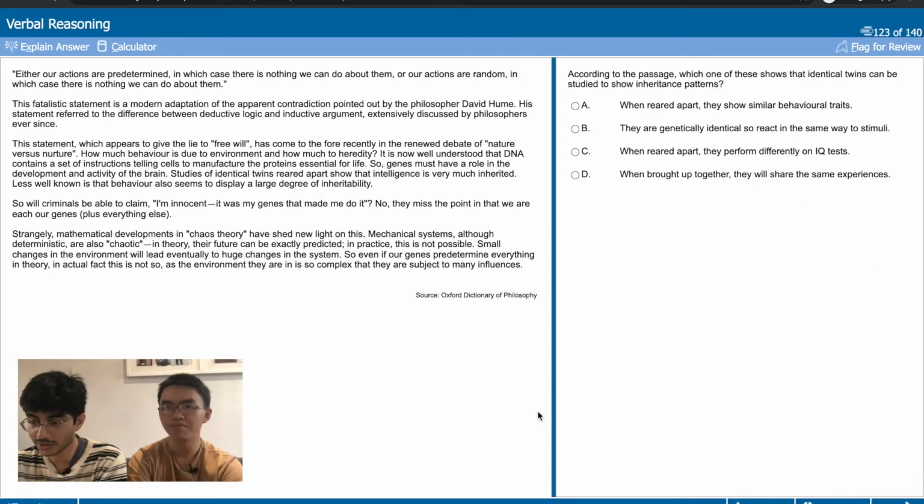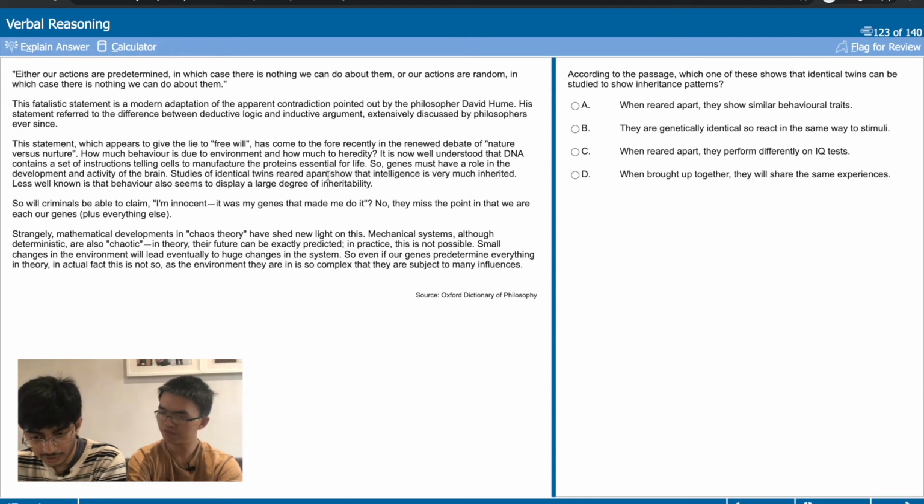Okay, according to the passage question. So it's going to be one of these paragraphs, or a specific bit, isn't it? Which one of these shows that identical twins can be studied to show inheritance patterns? Okay, so the stuff about identical twins is here. I don't think it's anywhere else.